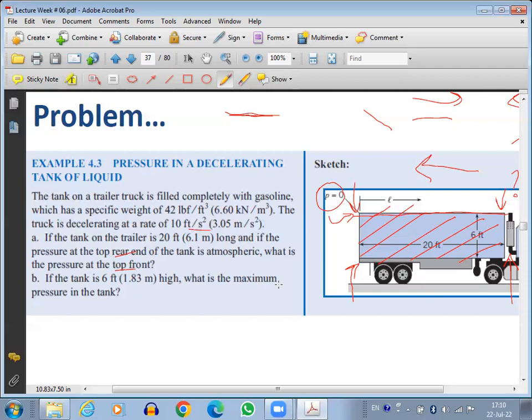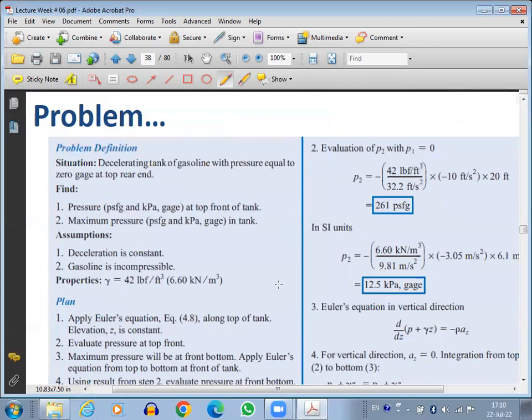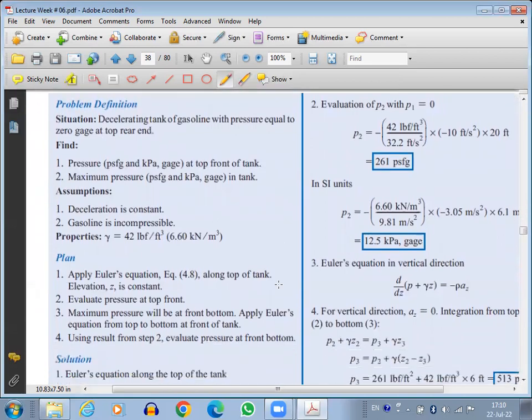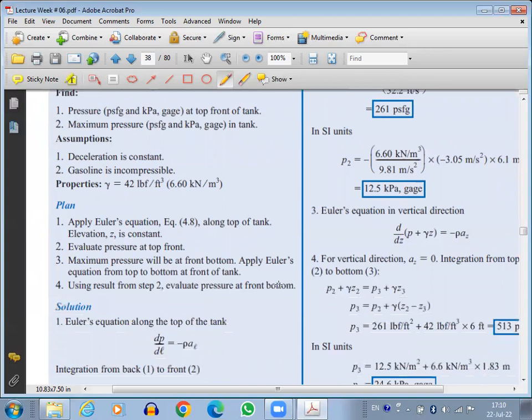Okay, if the problem statement and the diagram are clear, then I move towards the solution. If anybody has any question about the problem statement or the diagram, then you can ask. Let's move towards the solution. Since Euler's equation is applicable, we are going to use it. This is the Euler's equation: dP by dL equals negative rho AL. Okay.